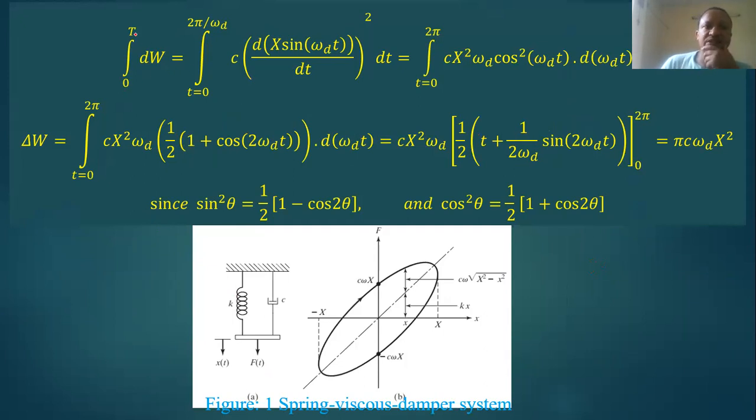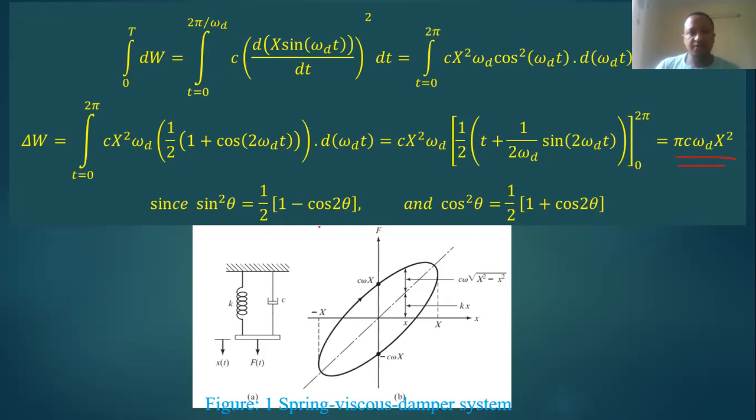For 0 to T, where T means the time period for one complete cycle, the damped period. It should be Td because it is the damped period. So that is 2 pi over omega d, from time t0 to 2 pi over omega d. By integrating this, what can you get? This is the work done in one complete cycle by viscous damping: pi c omega d x squared.